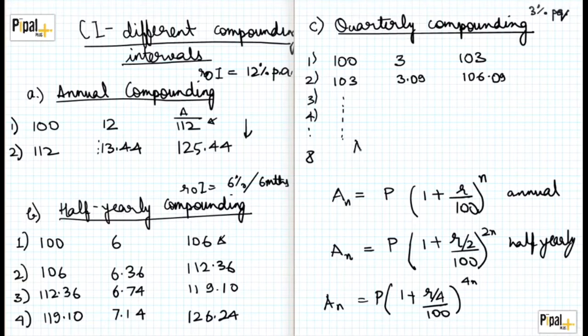And if this were monthly compounding, then the compounding would happen every month. So for n years, the number of compoundings is going to be 12n. This is monthly, and the rate of interest is going to be 1/12 of the annual rate of interest.